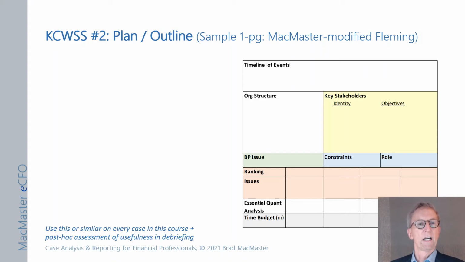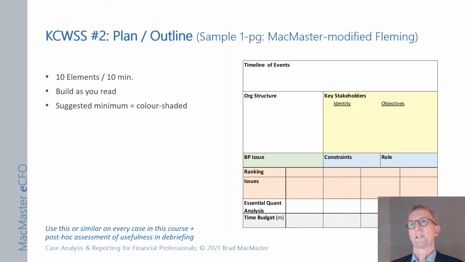I've come up with this version after considering probably 30 different cases and what was relevant in each case. This particular outline, as you can see from the major headings, timeline of events, organizational structure of various entities, identifying the key stakeholders and their objectives, and so on, there are 10 elements in this case plan. And you should be able to prepare a case plan in no more than 10 minutes as you go through and read the case. So you might start reading a case and sketch out some kind of a format with some headings, as I've suggested here, and then just try to populate this form as you go through and read the case the first time through. So you build it as you read it, all right?